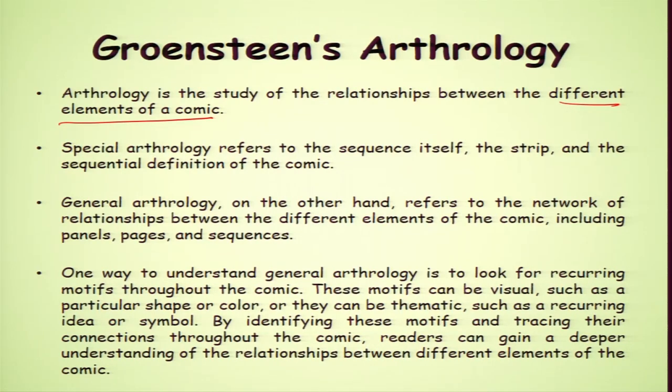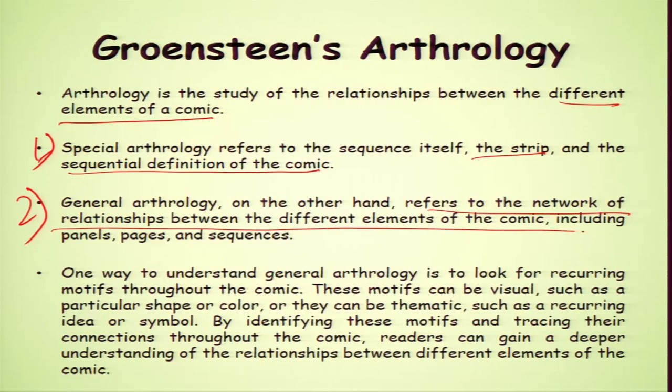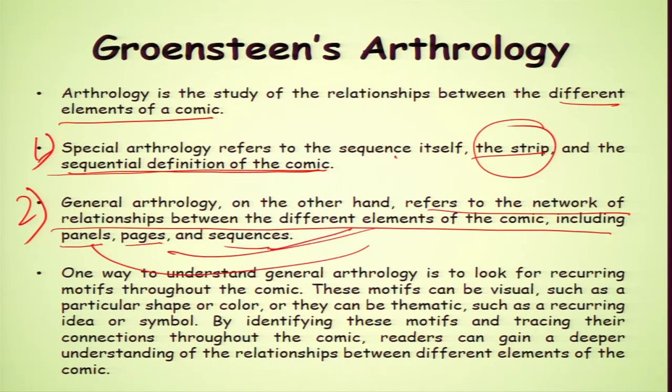So Groensteen breaks arthrology into two parts, right? One is special, the second is general. Special arthrology refers to the sequence itself, the strip, and the sequential definition of the comic. General arthrology, on the other hand, refers to the network of relationships between the different elements of the comic, including panels, pages, and sequences. So remember this: special arthrology is talking about the sequence, referring to the strip and sequential definition of the comic, whereas general arthrology is referring to the network of relationships between the different elements of the comic. Different elements, maybe panels, maybe pages, maybe sequences, all right?